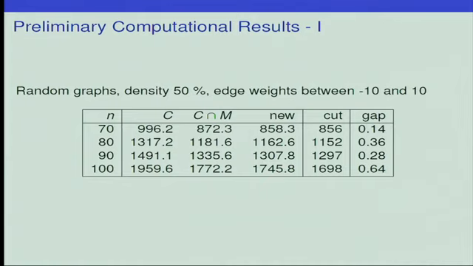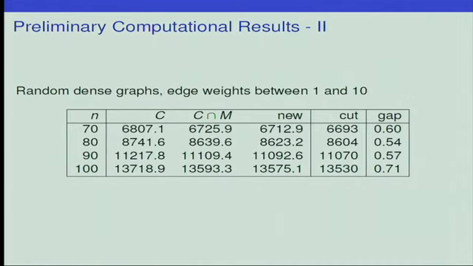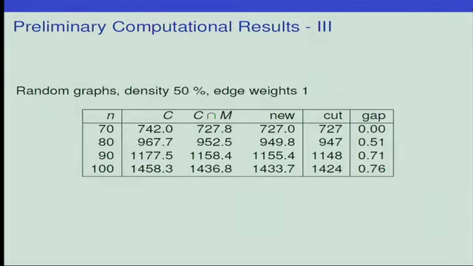So as the instances get bigger, we close a bit less of the gap. But this is still a substantial improvement in terms of the bounds, and you can see it here between these columns. There are results here for different kinds of graphs. These ones are randomly generated with a 50% density and edge weights both negative and positive. This is for the edge weights between 1 and 10, and these are dense. So again, the gap reductions are quite interesting. And then this is density 50% with weights all 0 or 1.